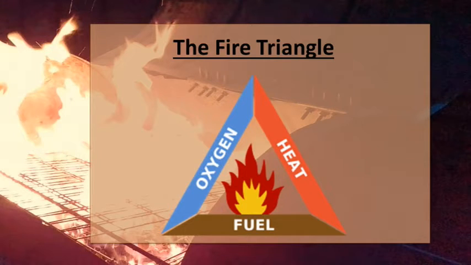Okay, so in order for me to cook my cheese toastie, I'm going to need to build a fire. For fire, we need three things: oxygen, heat and fuel. These together are known as the fire triangle, and if you were to remove any one of these elements, you wouldn't have a fire.